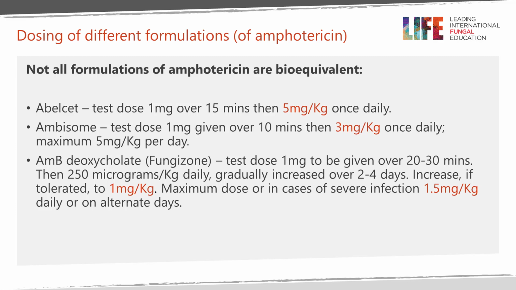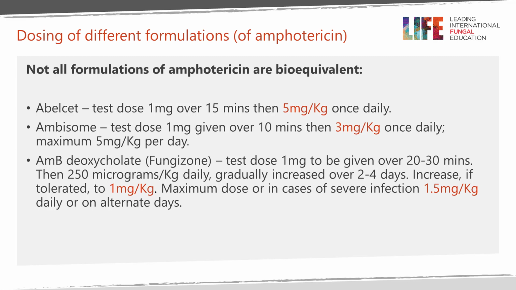So for example, Abelcet, the test dose is 1 milligram over 15 minutes, and then it's 5 milligrams per kilo once a day. Ambisome, the test dose is 1 milligram given over 10 minutes, but then the licensed dose is 3 milligrams per kilo once a day, but you can go up to a maximum of 5 milligrams per kilo. And going to Fungizone, this completely changes, and there's a very convoluted kind of dosing regime.